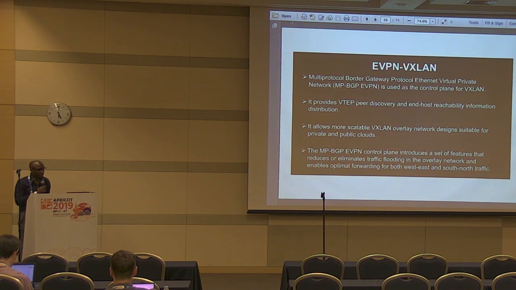So combining EVPN and VXLAN, as mentioned, EVPN leverages multi-protocol BGP. The address family identifier of 25 and the subsequent address family identifier of 70 have been assigned to EVPN. It provides VTEP auto discovery, so again, now you don't need to manually specify your remote VTEPs.